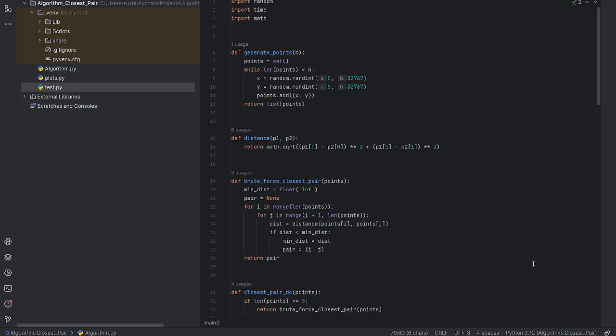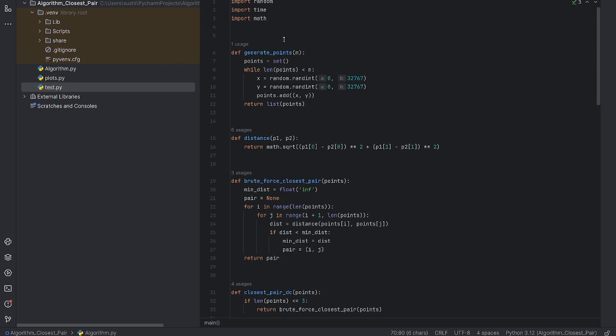Today I am giving a demo on a programming project titled Finding the Closest Pair of Points using Brute Force and Divide and Conquer algorithms. So this code showcases two approaches for finding the closest pair of points in a set of points on a plane. The first one is the Brute Force algorithm and the other one is the Divide and Conquer algorithm. So let's see the structure of the code and how I implemented it.